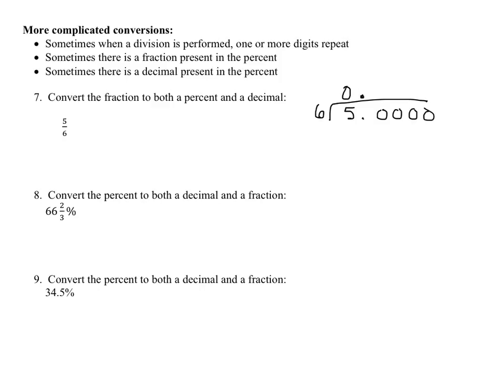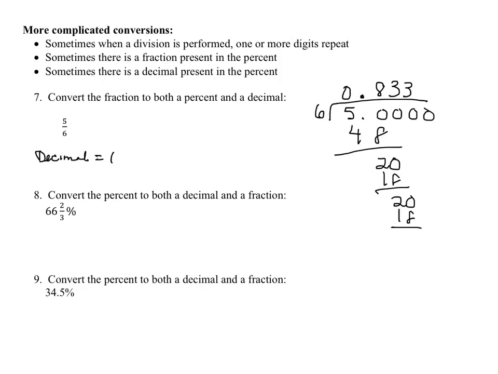6 doesn't go into 5. 6 goes into 50 8 times. That's 48. Subtract, I get 2. Bring down the 0. 6 goes into 20 3 times. That's 18. 6 goes into 20 3 times. And then it's going to keep repeating. So as a decimal, it's going to equal 0.83. And we just want the 3 to repeat, so we put a little bar over the 3 indicating the 3 is going on forever and ever.